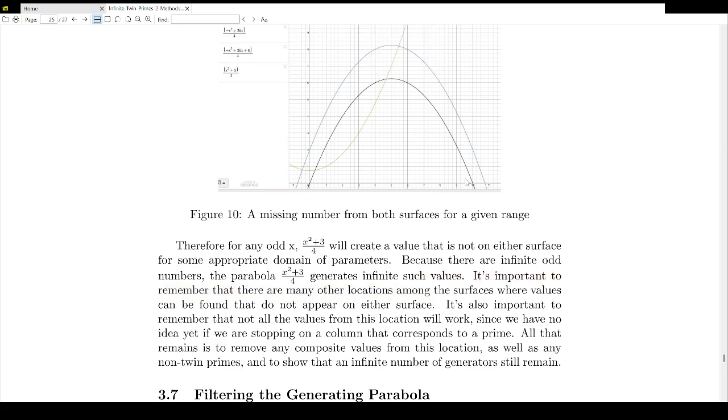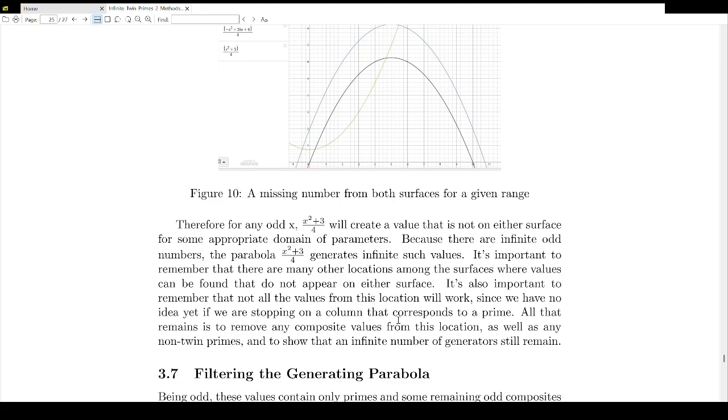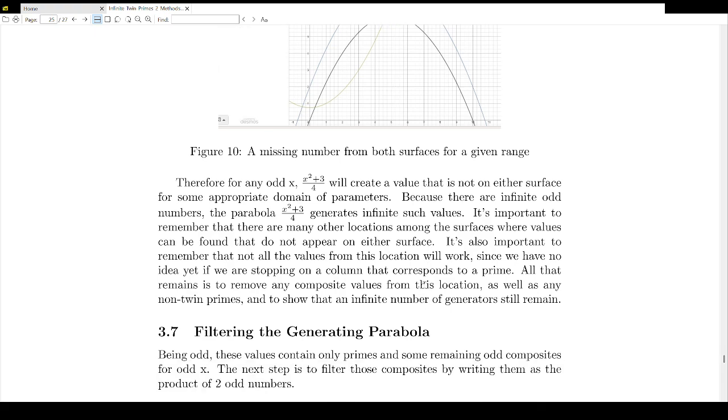So that's what we've done, and we're acknowledging this x. Whenever we have an odd x, we can have this x squared plus 3/4 generate us a value that will be our odd value between our 2 parabolas. And because there's infinite odd x's, there's infinite odd numbers, we'll get infinite of these values that would correspond to the value between our parabola in some case. But I'm just reiterating now, this is where we left off.